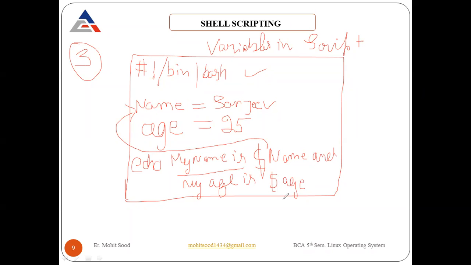What does it mean? When echo prints my name is dollar name, it reads the value from here. So name is Sanjeev. And it prints my age is, and it reads the value from here. Now I'm going to run or execute this program. For this, we have to save your program and quit from the vi editor.